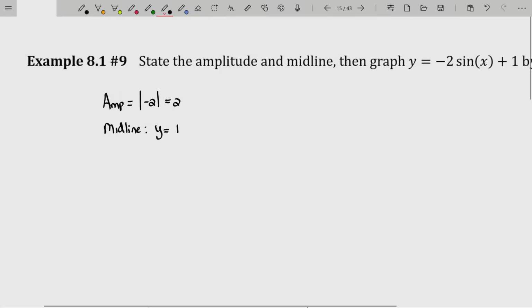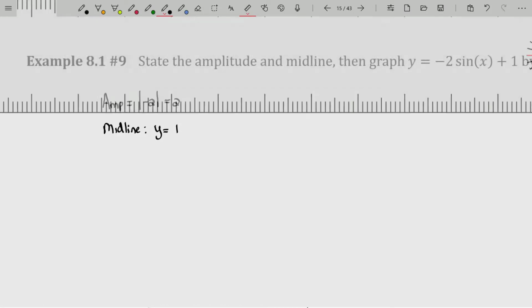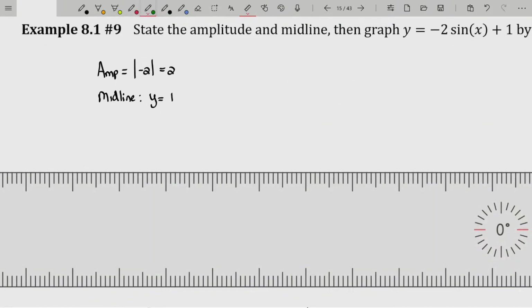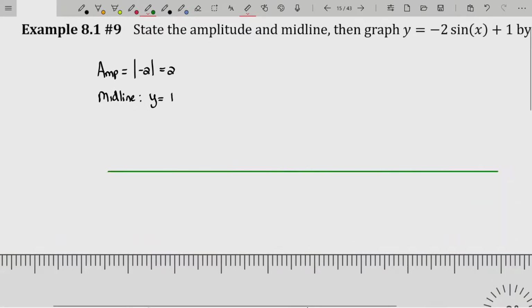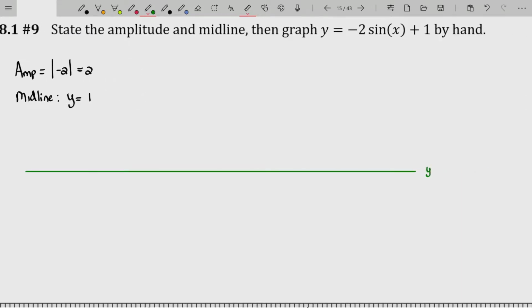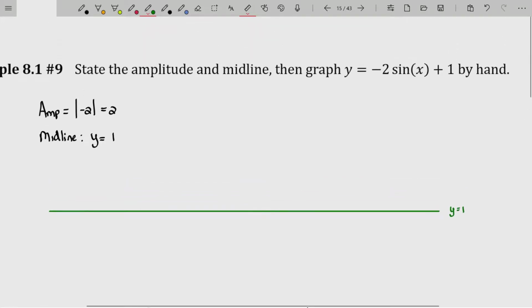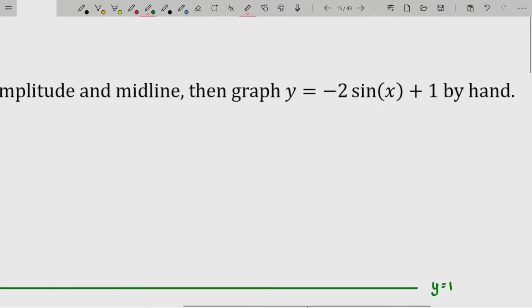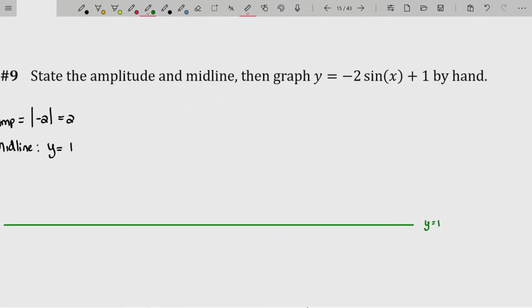And now I'll just go through and do what I stated that we should do last time, which is I'm going to graph the midline. Now I'll do that in green again. I'll just scoot that off the screen until I need it again. So this is y equals 1. And now I'm going to graph the base curve. The base curve is negative sine. Don't worry about the 2, because the 2 we're going to label that anyway.